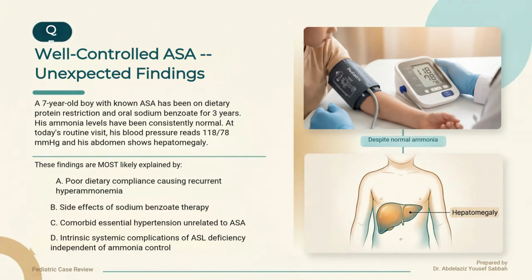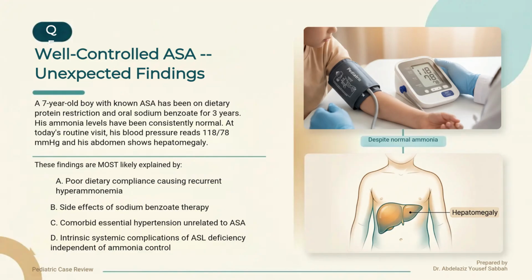Question 5. A 7-year-old boy with known Argininosuccinic Aciduria has been on dietary protein restriction and oral sodium benzoate for 3 years. His ammonia levels have been consistently normal. At today's routine visit, his blood pressure reads 118/78 millimeters of mercury, and his abdomen shows hepatomegaly. These findings are most likely explained by which of the following?